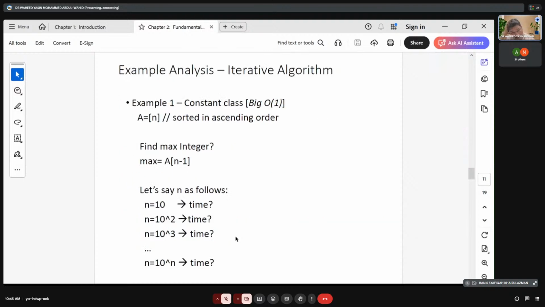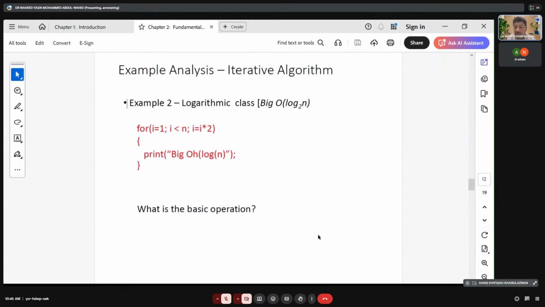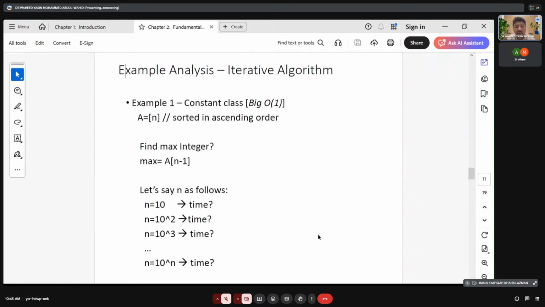Example, cost of big O. Here we have an array sorted in ascending order. Find the max integer; the max integer will be max of n minus 1. So here, let's say n equal 10, n squared, n cubed. Here we want to know the time. What is the time to find the maximum integer of an array that consists of n numbers?